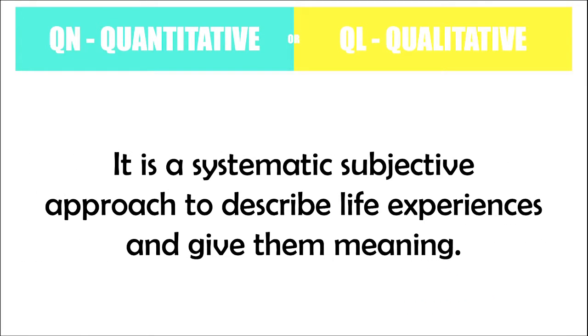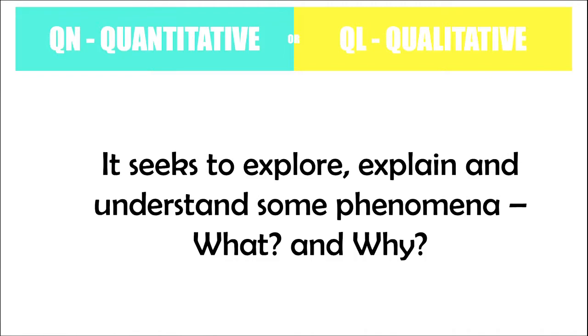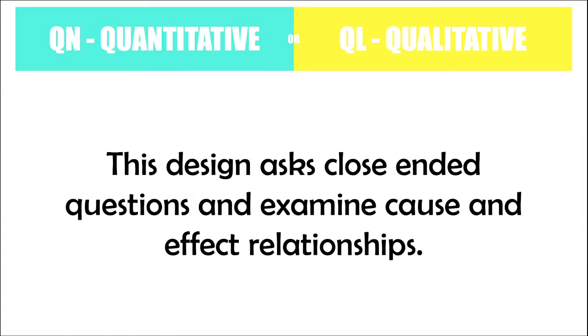Number 2. It is a systematic subjective approach to describe life experiences and give them meaning. Number 3. This research design is highly structured and uses statistical tools to gather and interpret data. Number 4. It seeks to explore, explain, and understand some phenomena. What and why? Number 5. This design asks closed-ended questions and examines cause and effect relationships.